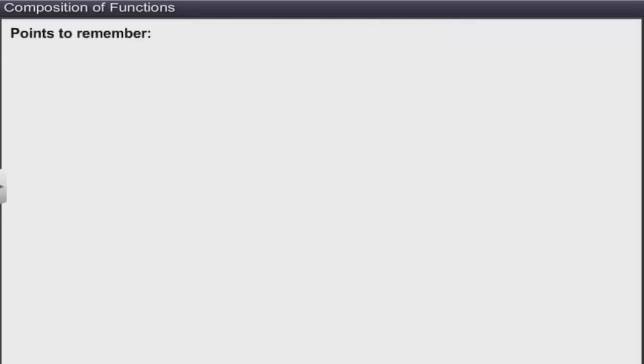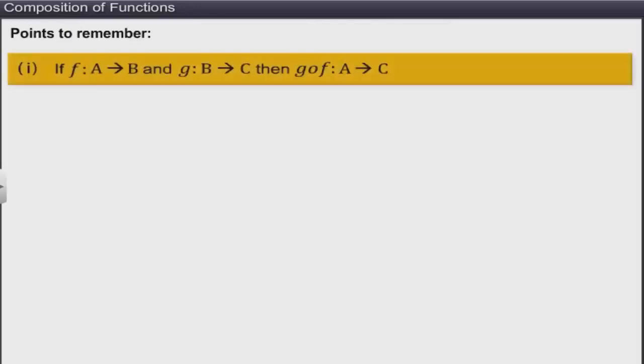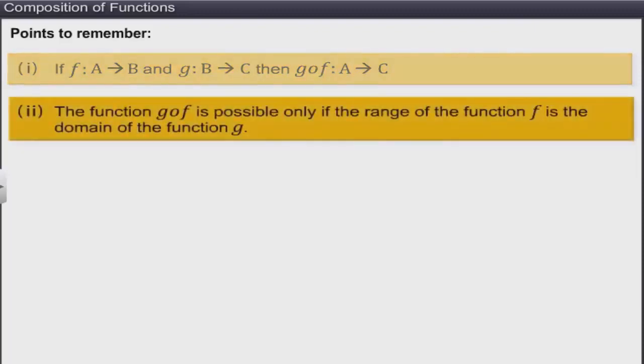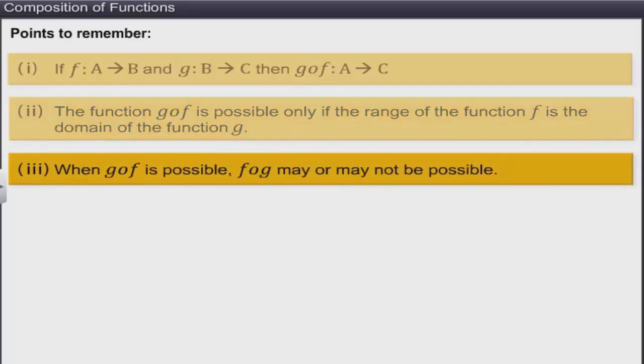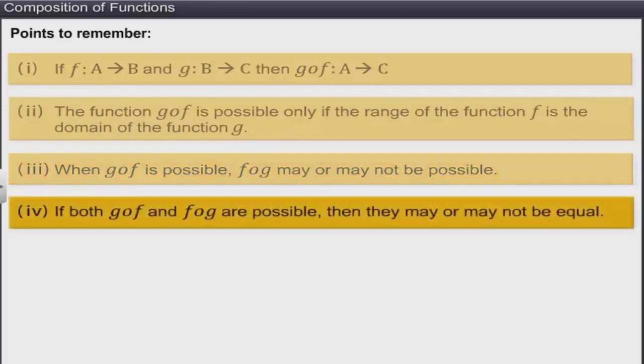Some important points to remember while forming a composition of two functions are: if f is a function defined from a to b, and g is a function defined from b to c, then the composition of f and g is a function defined from a to c. The function g circle f is possible only if the range of the function f is the domain of function g. When g circle f is possible, f circle g may or may not be possible. If both g circle f and f circle g are possible, then they may or may not be equal.